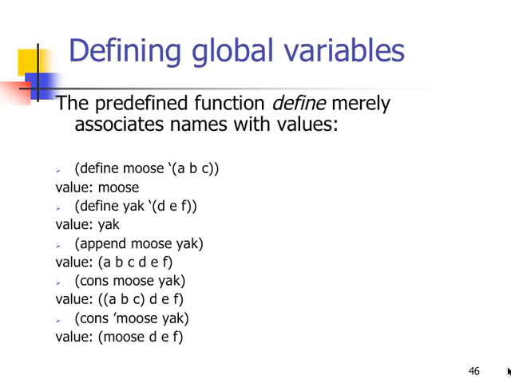So we can define global variables as well, but by default everything is static. A predefined function, define, merely associates the name with values. So define moose as ABC, then we go moose. Define yak, define all of these. Basically what it's doing is creating a local variable name that's associated with a formula or a function calculation that you're willing to do. It makes it global once you load it in. In fact, if you load it into the top screen, it makes it all available.